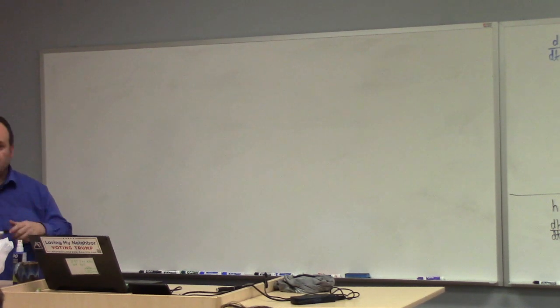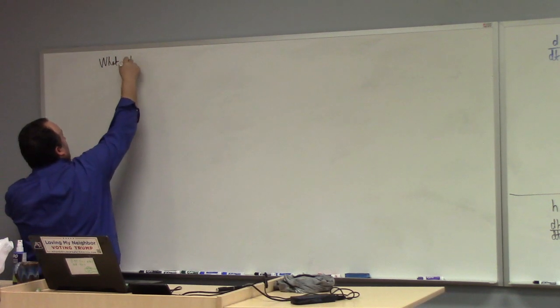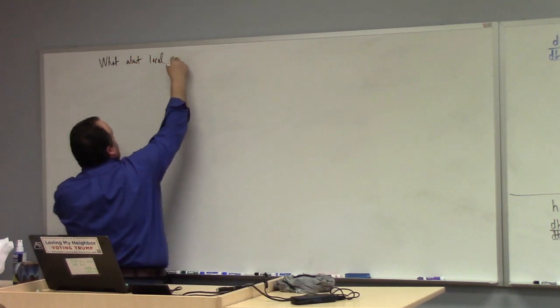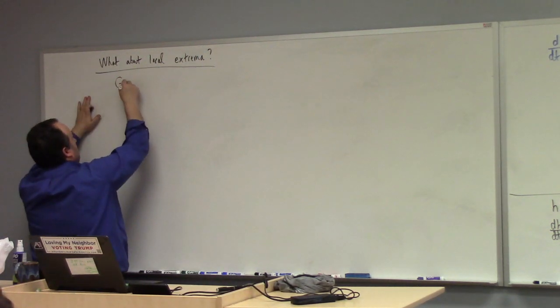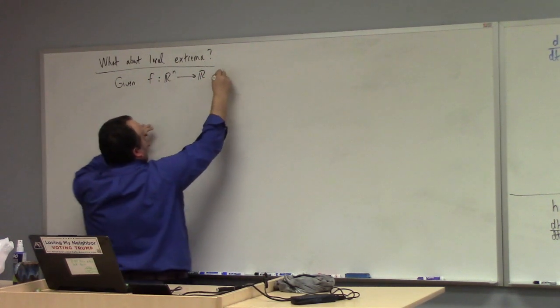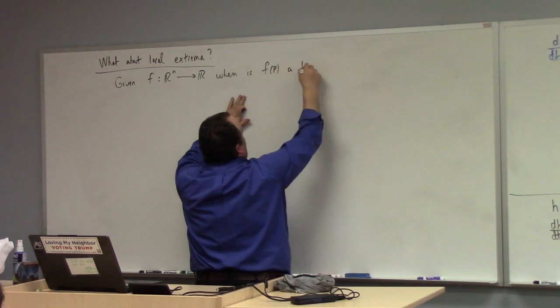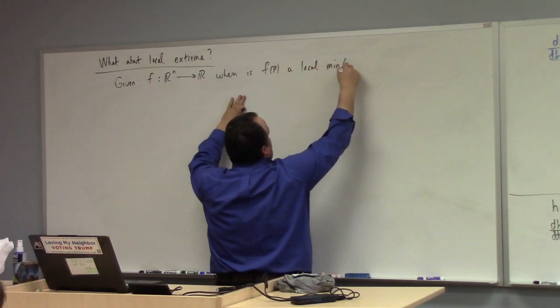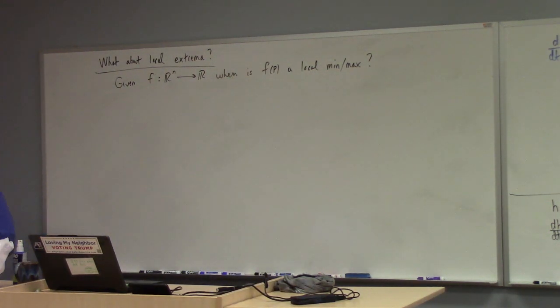What's the story of local maximums? So that's the next question: what about local extrema? Given a function, let's say from Rn to R, when is f of p a local min or max? So maybe you already know part of the answer to this. What should we have at such a point?